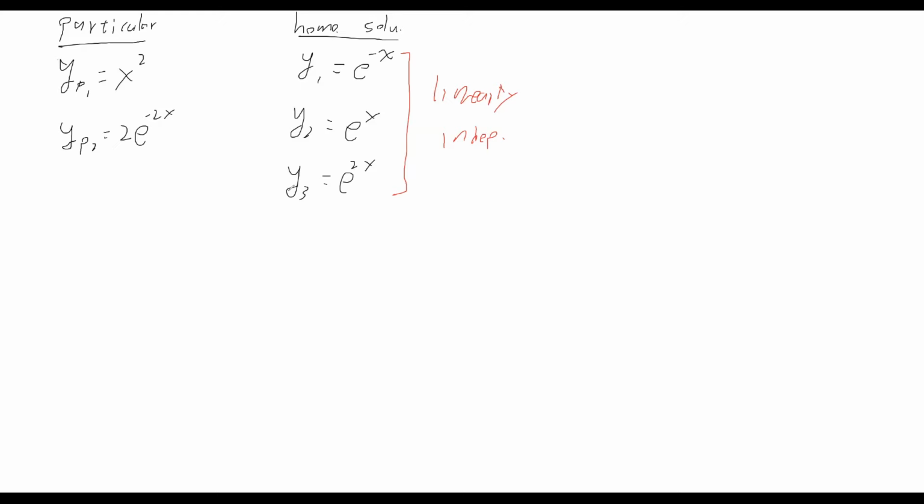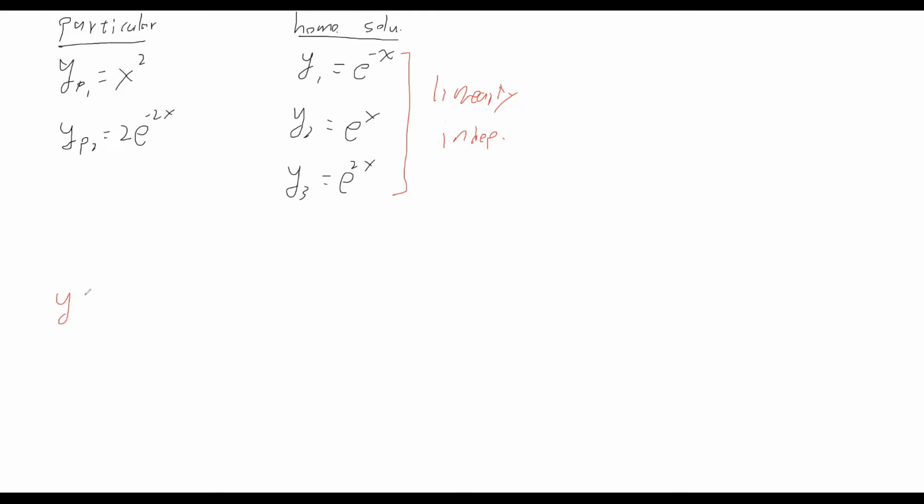If one of them can be obtained from the other 2, then your homogeneous solution doesn't have to contain the third one, right? Because you can get the third one from the other two. So it's important to check that the set of homogeneous solution functions are linearly independent. And then let's go ahead and write out our general solution, y of x.